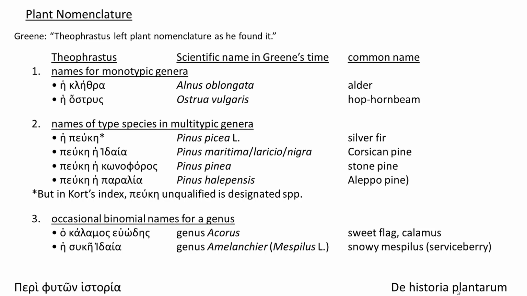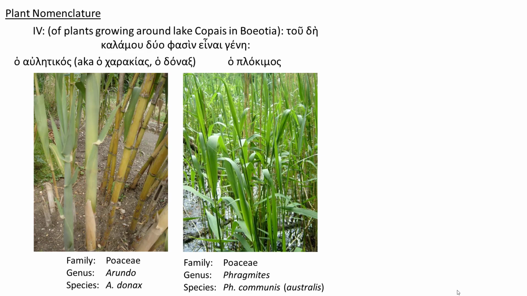Let's look at two of his examples, our sweet flag genus Acorus, which Theophrastus calls by the binomial name ho kalamos eodes, and our serviceberry genus Amelanchier, which Theophrastus calls by the binomial name he suke idaia, at least according to Green. Theophrastus was very familiar with kalamos, Greek for cane or reed. In Book 4, he discusses plants specific to particular geographical locations, and the kalamos is one of the plants he mentions from around Lake Copais in Boeotia.